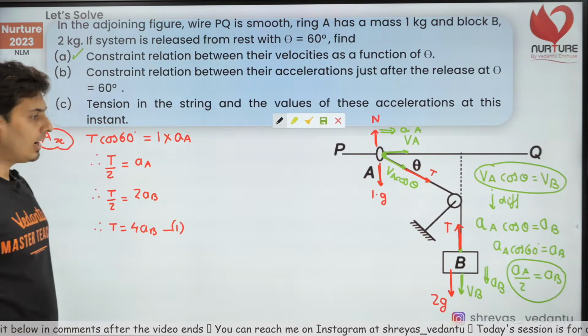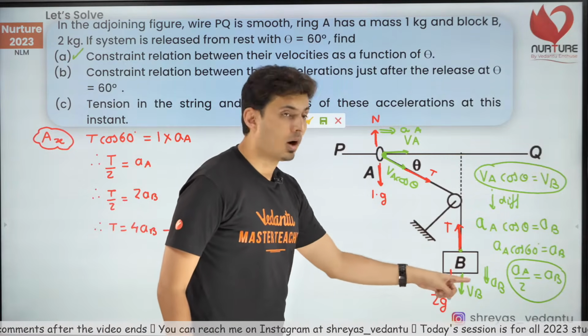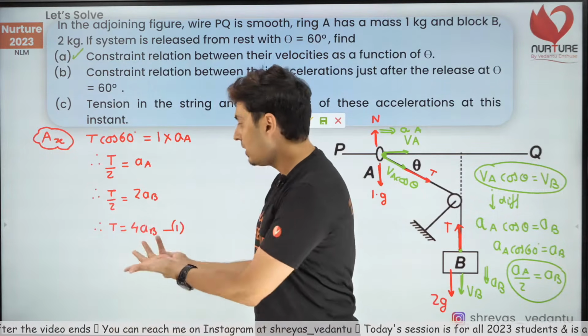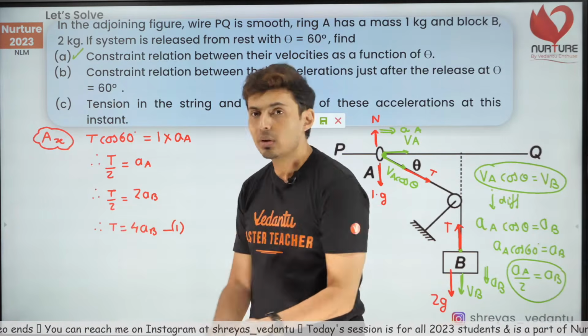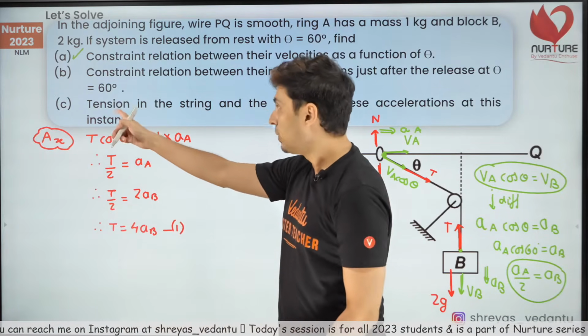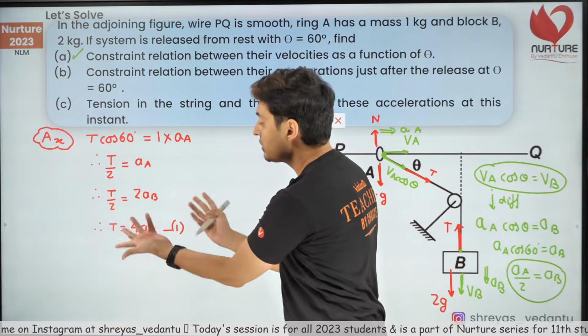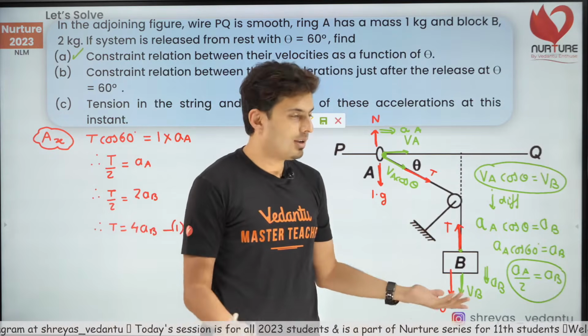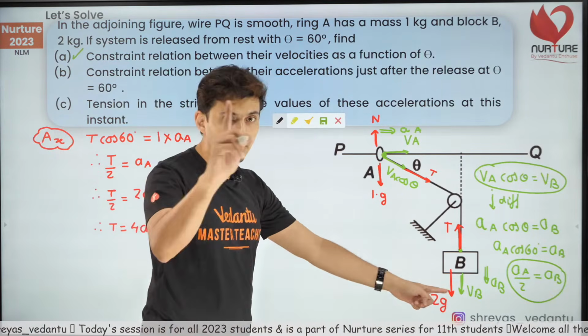Now, let me write another equation, but for this block, because I cannot solve this any further. I do not know the value of tension. I know I have to find tension, but I can't say tension is 4aB. What is aB? I cannot find it out so easily unless I write one more equation.